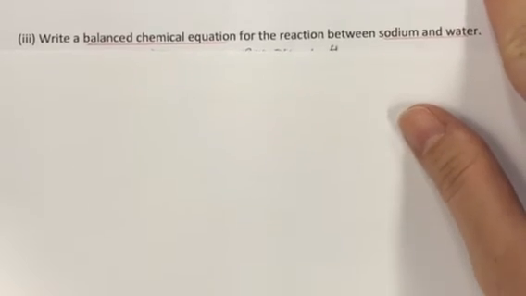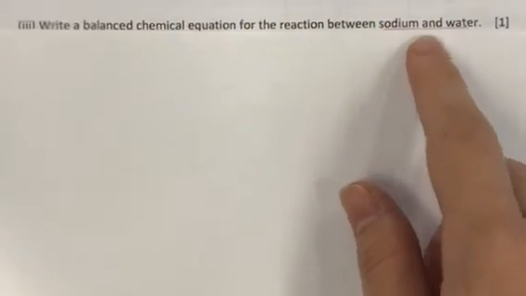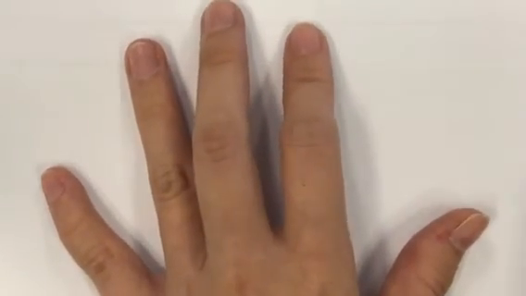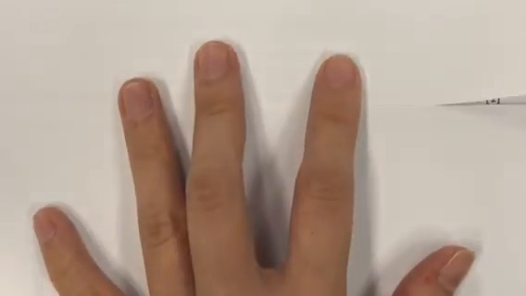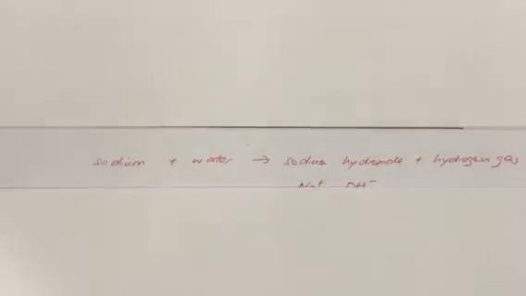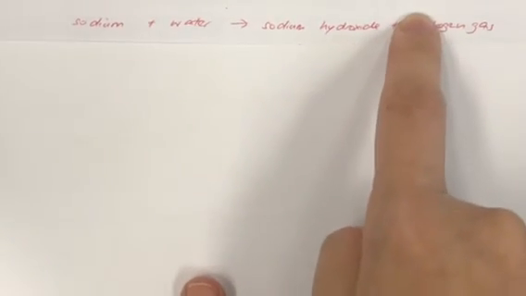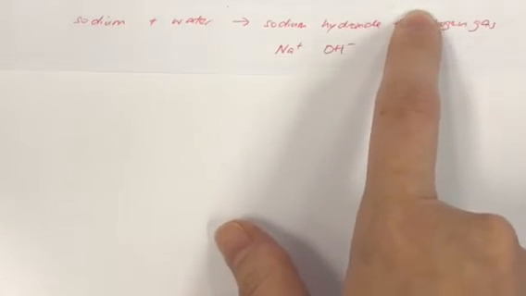And the final part for this worksheet is to write a balanced chemical equation for the reaction between sodium and water. So the first thing you need to know is what is formed when sodium reacts with water. Okay, so when sodium reacts with water, we form sodium hydroxide, which is the alkali, and hydrogen gas. Once you write the word equation, then you write the chemical equation with the formulas.